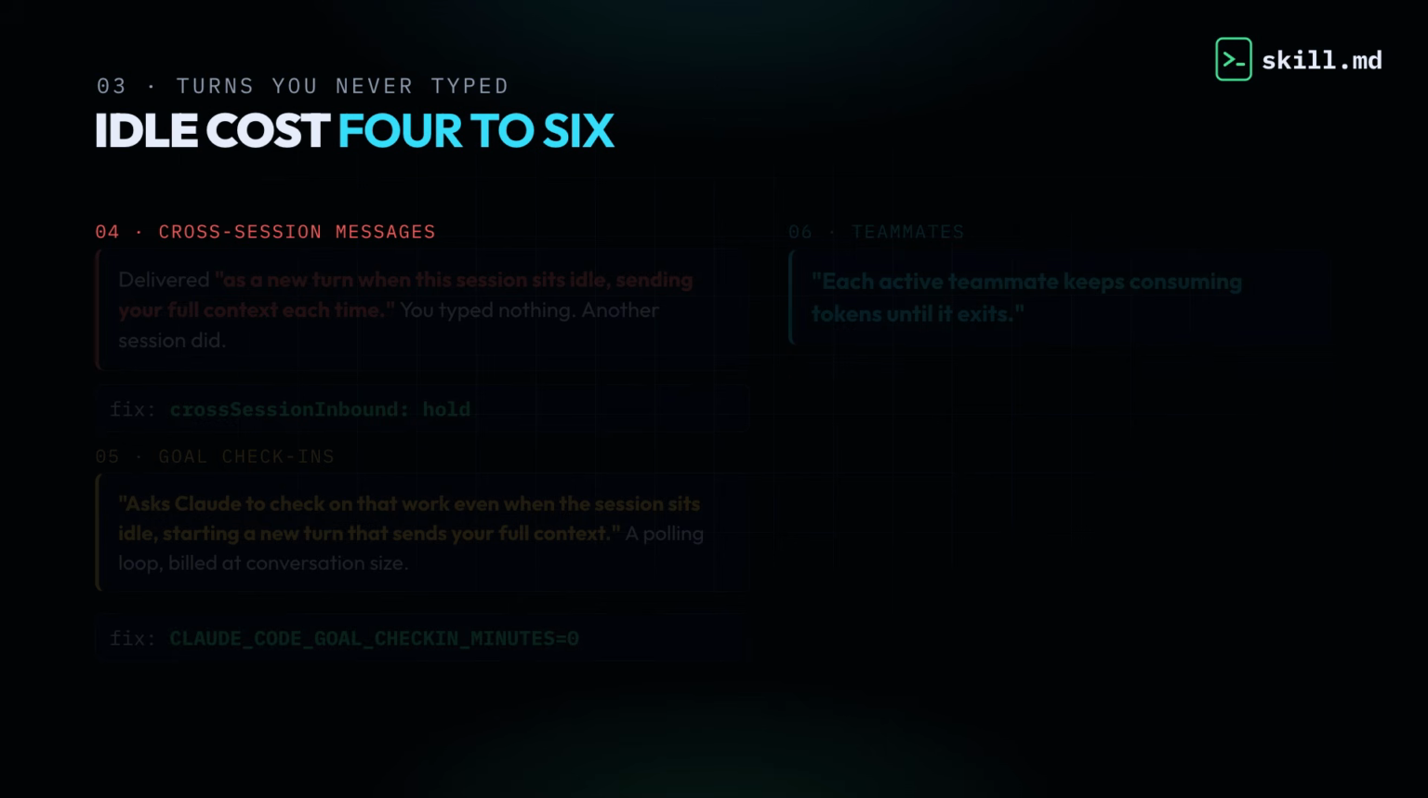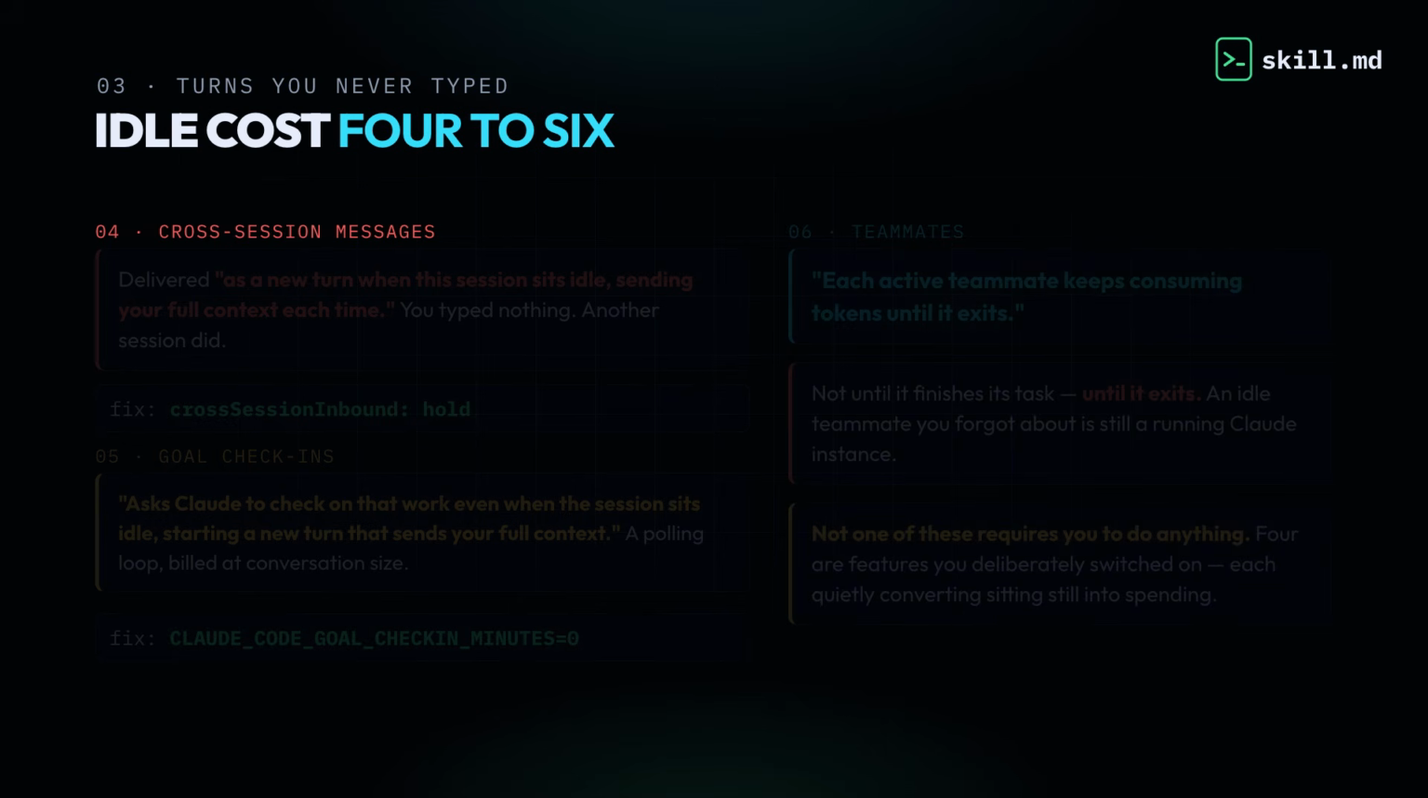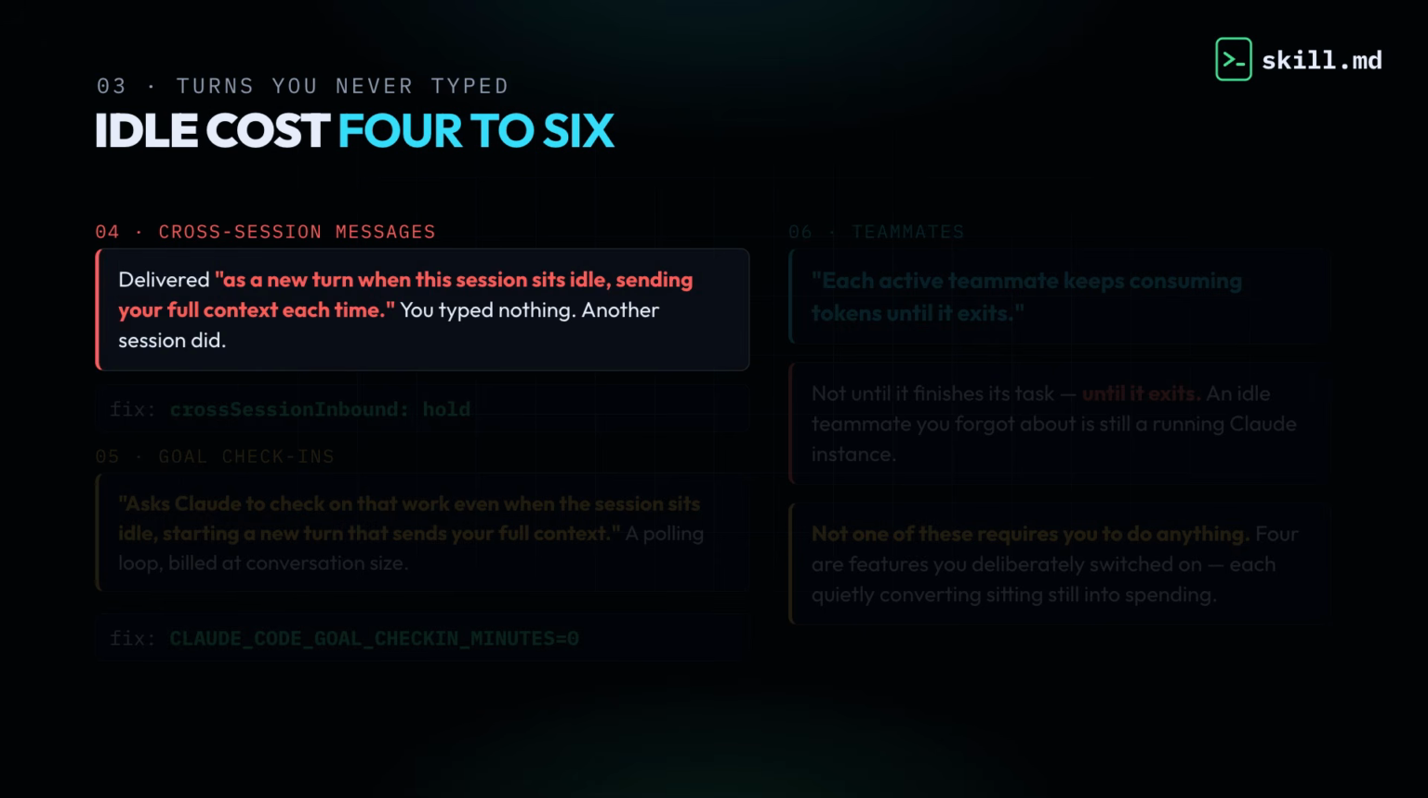Second group. The ones that start a turn you never typed. 4. Cross-session messages. If another of your sessions messages this one, Claude Code delivers it as a new turn when this session sits idle, sending your full context each time. You didn't type anything, another session did, and your context went out the door. The fix is documented. Set cross-session inbound to hold, and inbound messages are held instead of delivered.